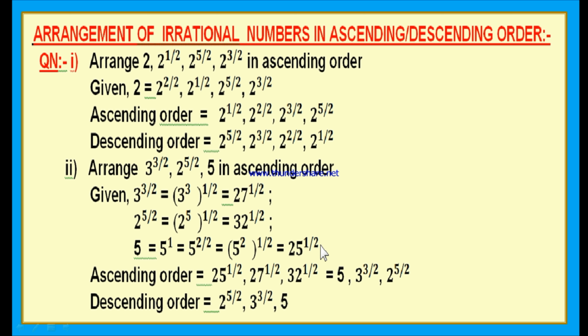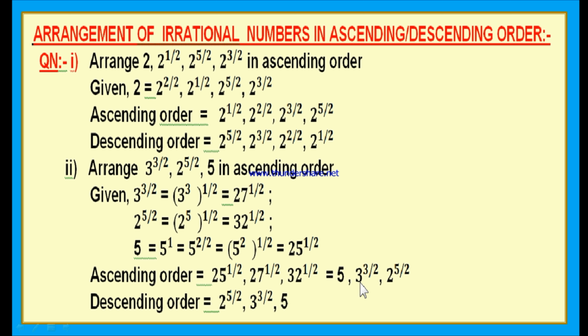Now, in all these numbers, you can find the same exponents. Therefore, in ascending order, among the three, the least number is 25 to the power 1 by 2. The next highest number is 27 to the power 1 by 2. And the greatest number among the three is 32 to the power 1 by 2. Therefore, ascending order is 5, 3 power 3 by 2 and 2 power 5 by 2.